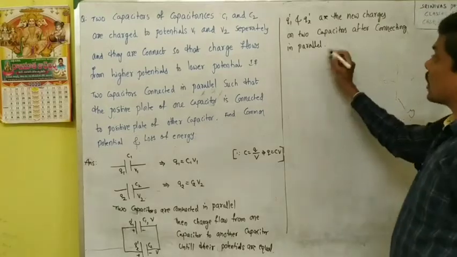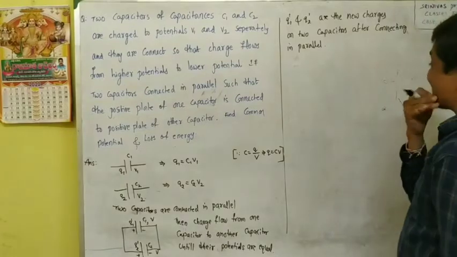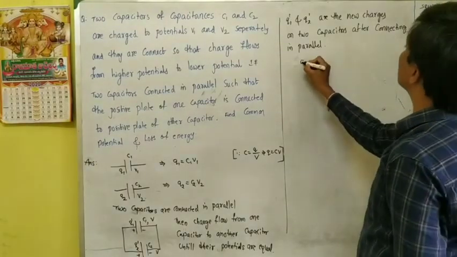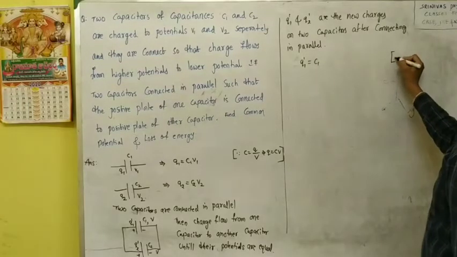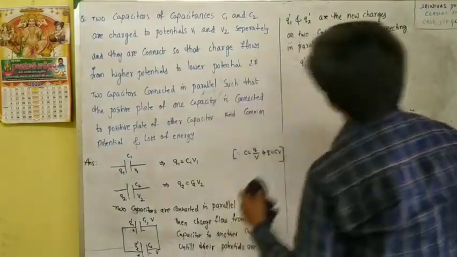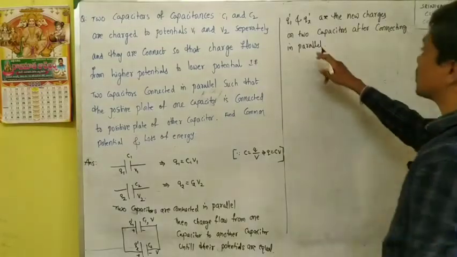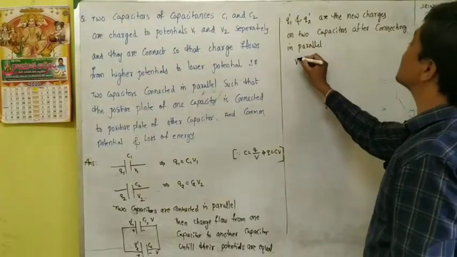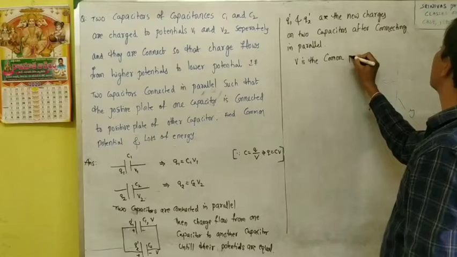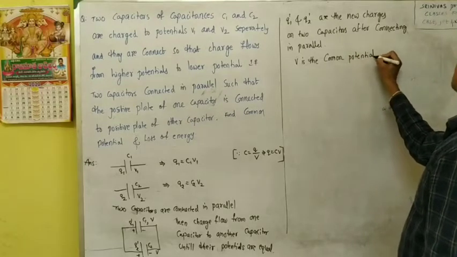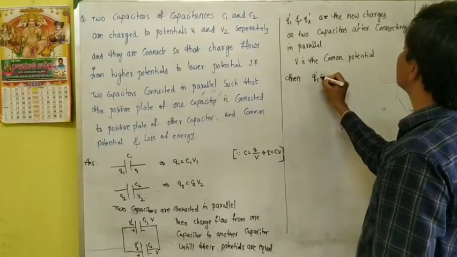And the common potential we can consider as V. Now how to write the Q1 dash formula? The new charge on the first capacitor, Q1 dash, we write as C1 V1, but it is not V1 now, okay? They acquire the common potential V, so we write the common potential. After connecting, Q1 dash and Q2 dash are the new charges on the two capacitors after connecting in parallel, and V is the common potential. And then what do we write for Q1 dash, right?